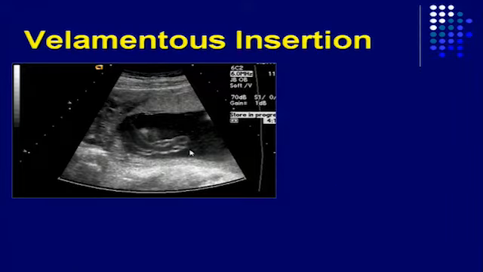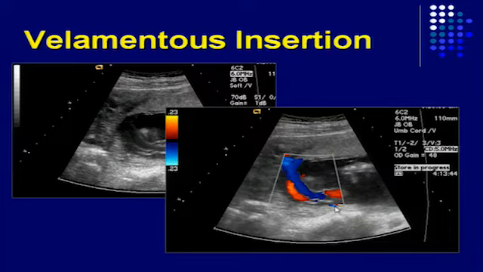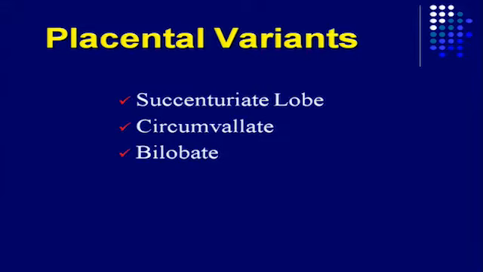Just with the grayscale, it was kind of hard trying to see where that cord was coming in, but here it looks like it's coming right along this right lateral wall. So again, throw the color on, and there we can see it. So we have the insertion into the membranes and then the vessels traveling over towards the rest of the placenta.